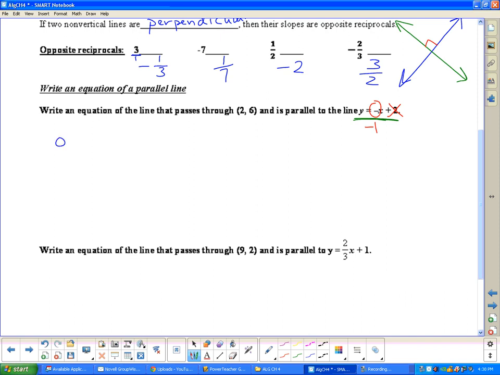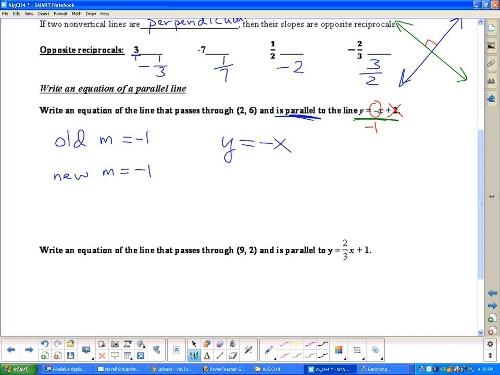Well, my new slope, because it needs to be parallel, then it's going to be the exact same slope. So my new slope is actually the same as the old slope. So when I write this down, it's going to be y equals negative x. Well, that's the same thing. The only thing that might change is that plus 2 at the end.